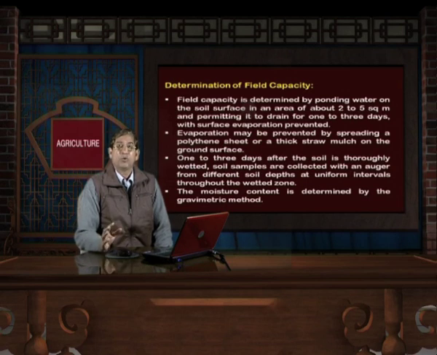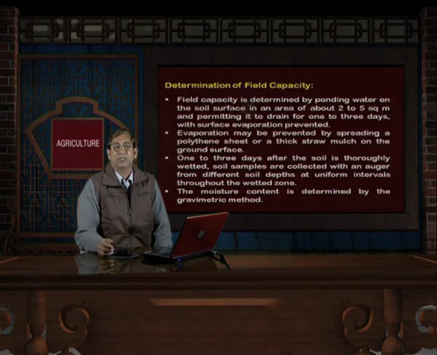One important thing to take into consideration is that the surface of the soil is covered by polythene sheet or straw mulch, so that the evaporation process is prevented and there is only downward movement of water. Whenever this downward movement of water has almost ceased, the soil is at field capacity, and at this point the water content at different depths is determined, and that water content is the field capacity of that particular soil.